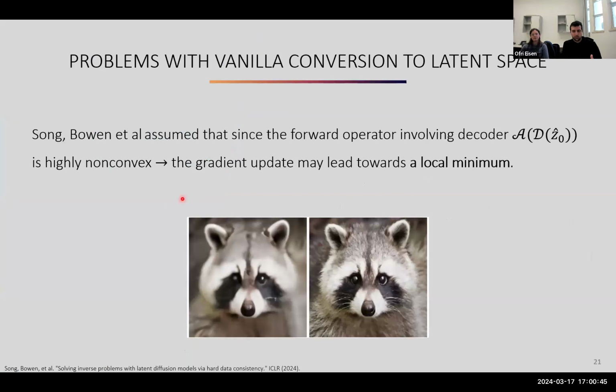So if we circle back to the problem that motivated everything, we got some bad images if we use just a latent DPS. This paper suggested that the problem lies in the fact that D, the decoder, is highly non-convex, which means you have a lot of local minima. And this is the main reason why you got bad results, and they address that in their solution.